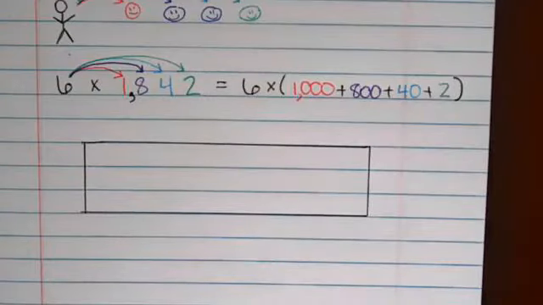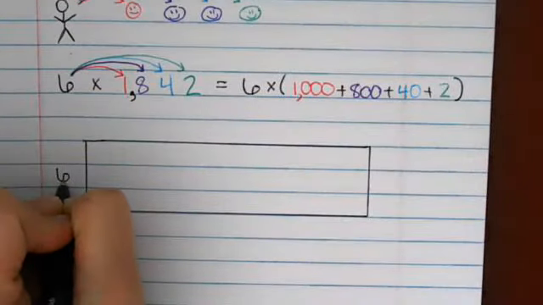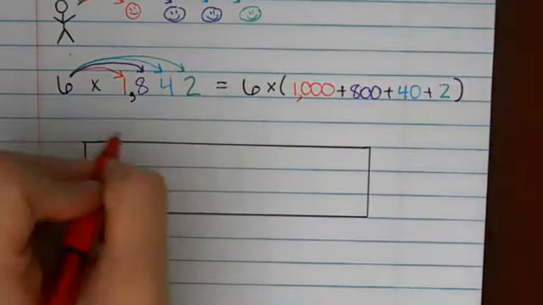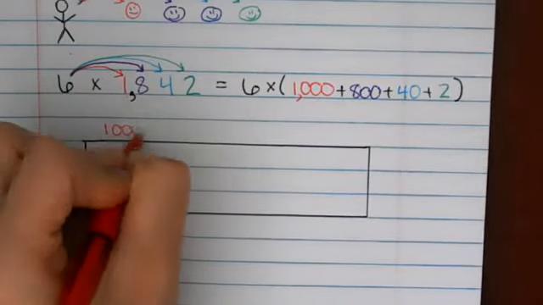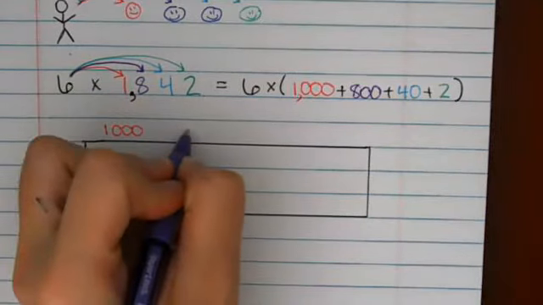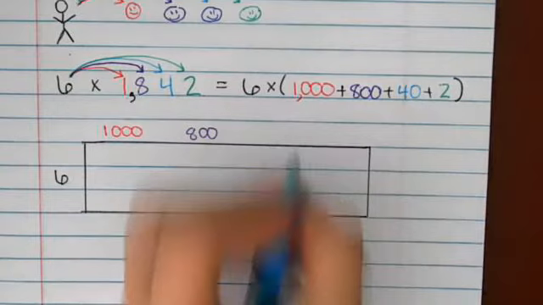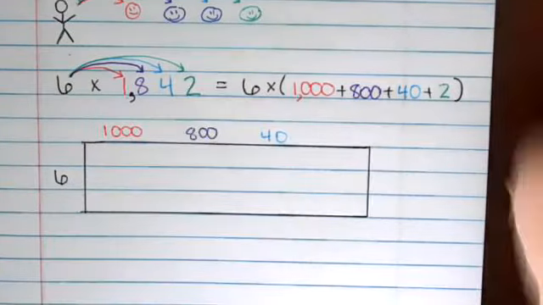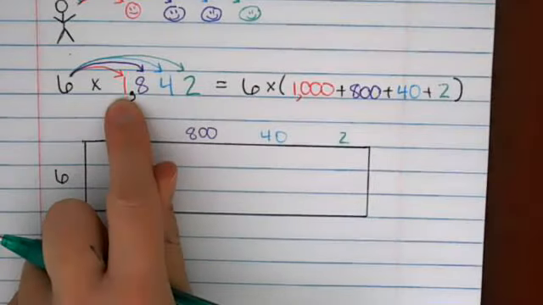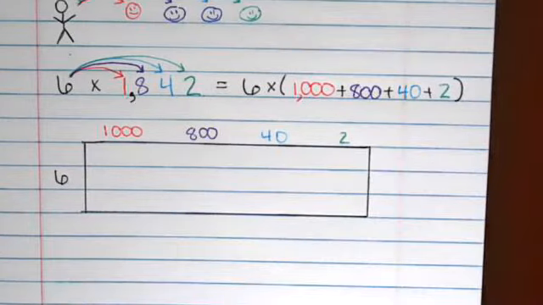So I'm putting this in a picture format so you can see it in the area. The 6 goes right here. And I'm going to break it up, like I said, by place value. I have 1,000. I have 800. I have 40. And I have 2, because there are 4 digits in this number, 1, 2, 3, 4. There's going to be 1, 2, 3, 4 places.